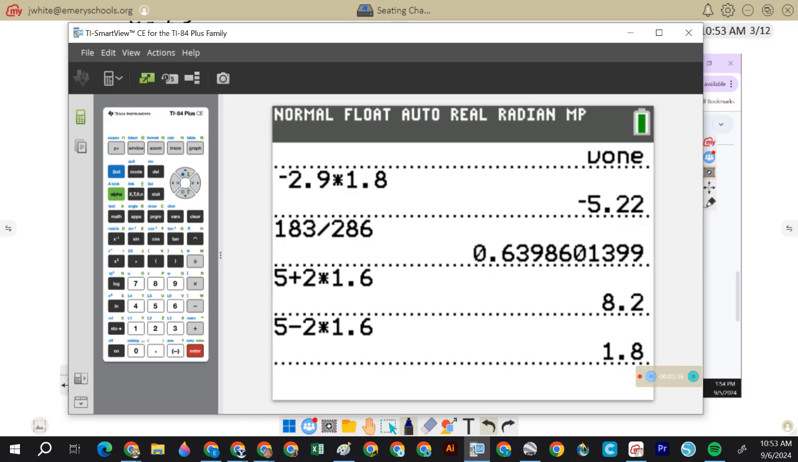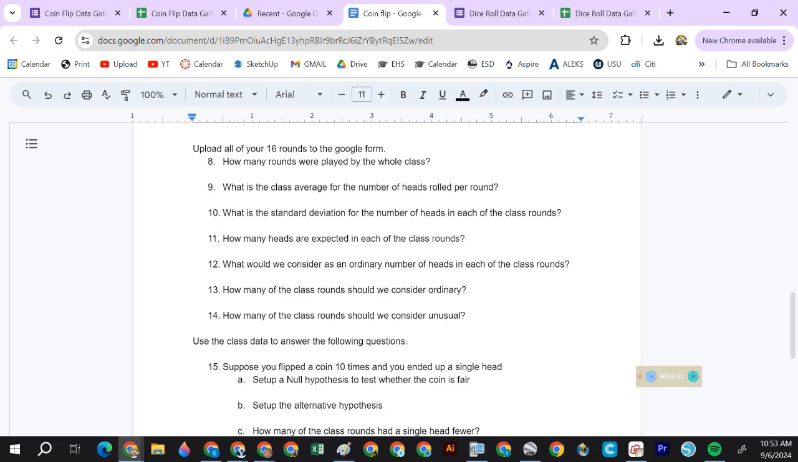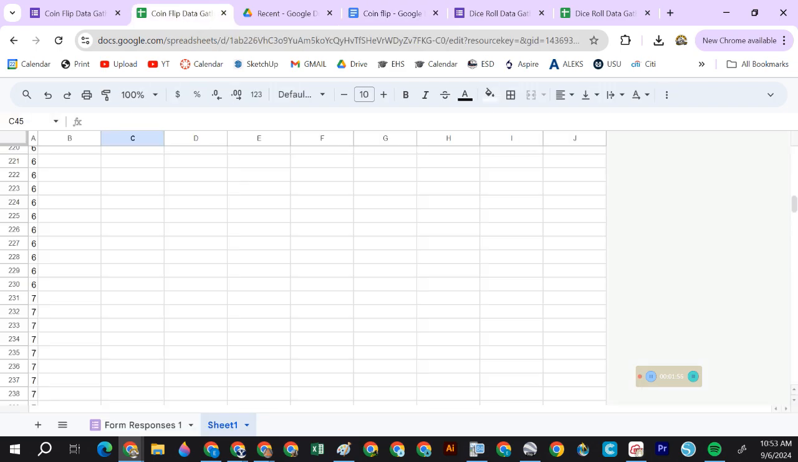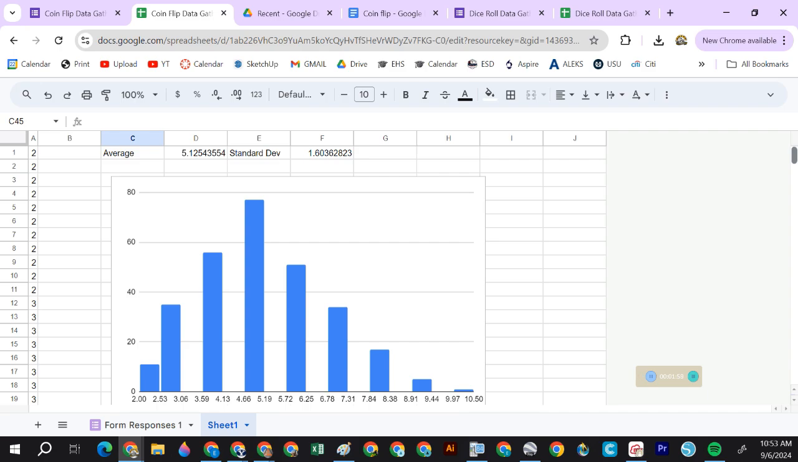So 5 plus 2 times 1.6 and 5 minus 2 times 1.6. So basically we're going to count up all of the zeros, ones, nines, and tens. So if I go to my spreadsheet, which is right here. Okay, we got to count up all of the zeros and ones. How many are there? None.